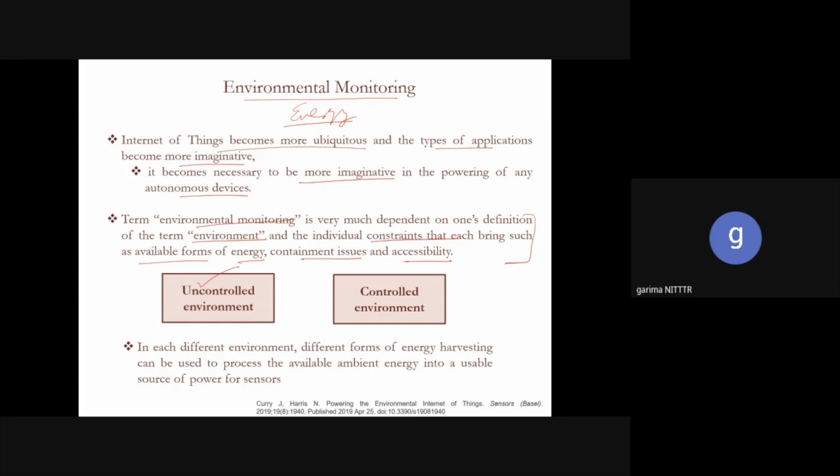So in environments, you have uncontrolled environments and you have controlled environments. In each different environment, different forms of energy harvesting can be used to process the available ambient energy into a usable source of power for sensors. It means that when we talk about environmental monitoring or energy management, we need to deal with different parameters, those which can be controlled and those which cannot be controlled. For example, if you have an area with a dense forest, and you want to implement a sensor network there, deploy some sensors, obviously those sensors will consume more energy because we need to transmit the signal and receive the signal. Those parameters are not going to be controlled because that is an uncontrolled environment; we cannot control that environment.